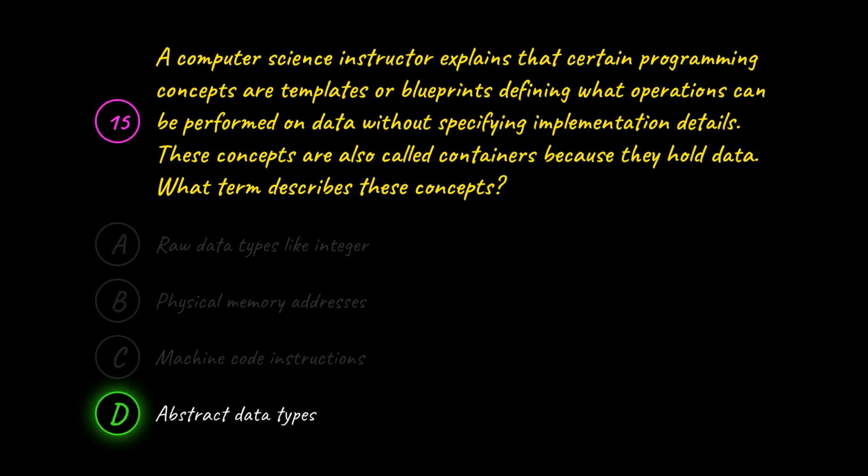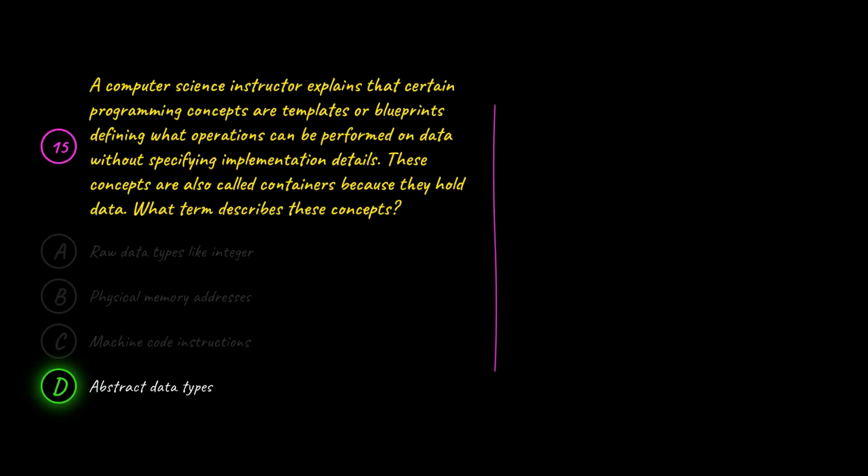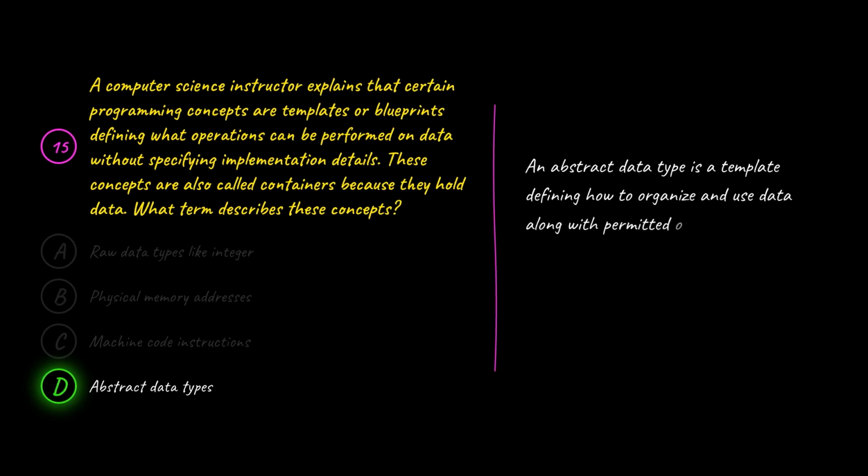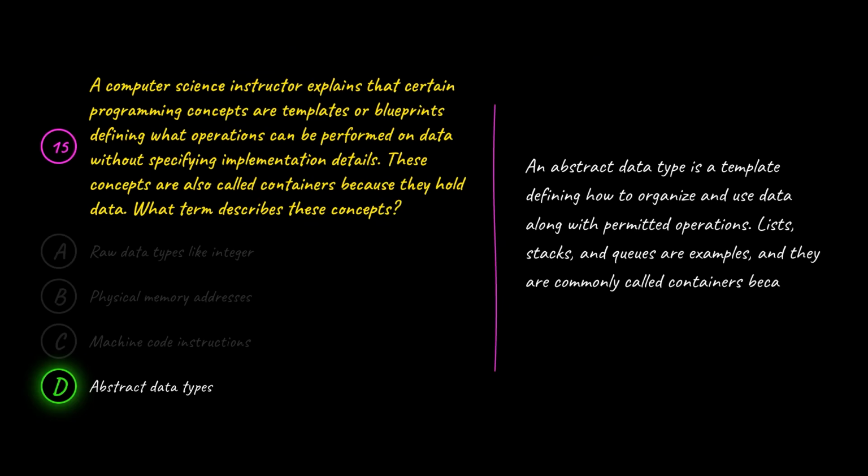The correct answer is D. Abstract data types. D is correct because an abstract data type is a template defining how to organize and use data along with permitted operations. Lists, stacks, and queues are examples, and they are commonly called containers because they hold data.